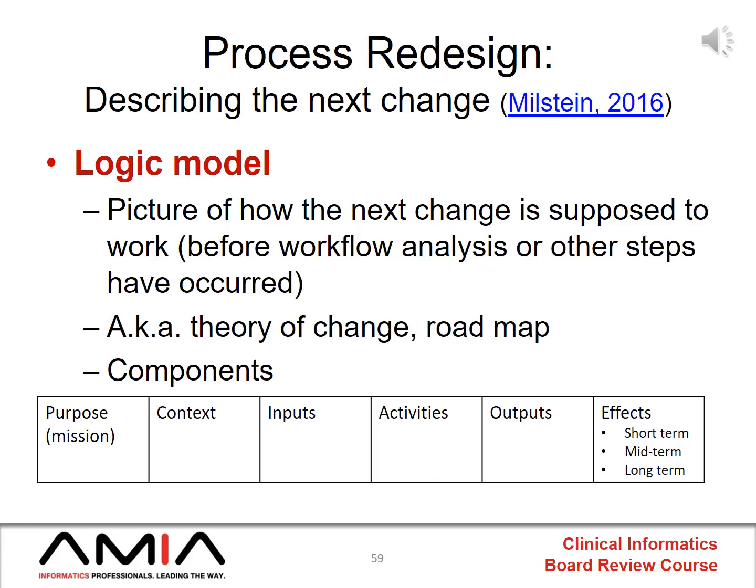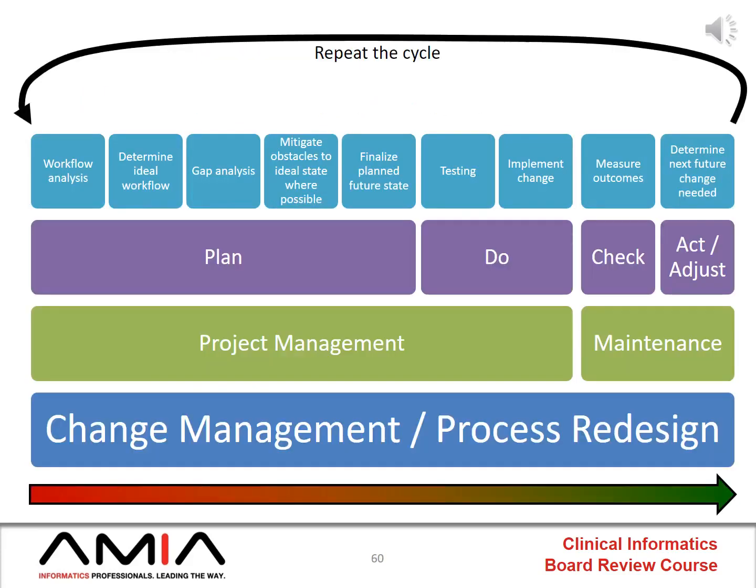A logic model is also known as a theory of change or a roadmap, and it has several components: a purpose, the context of the next change, the inputs, the activities and the outputs, and then the anticipated short, medium, and long-term effects of the next change. In this slide, I've included a diagram which gives you an overall framework for how change management and process redesign occur over their iterative cycles.